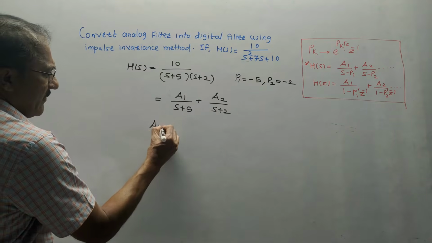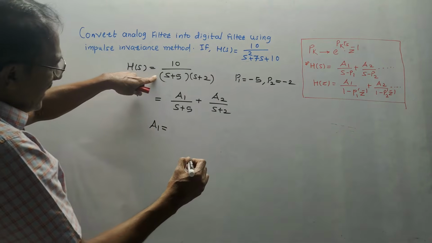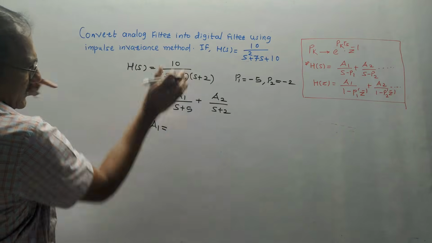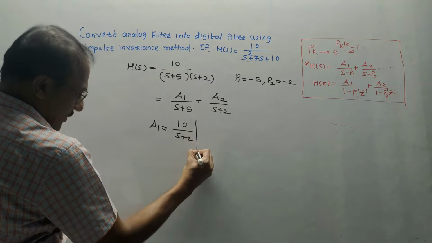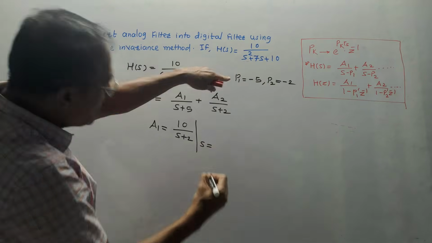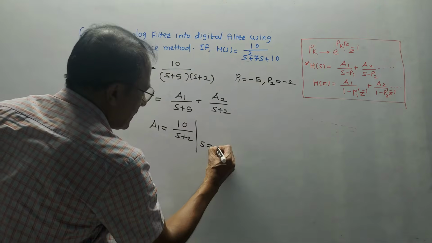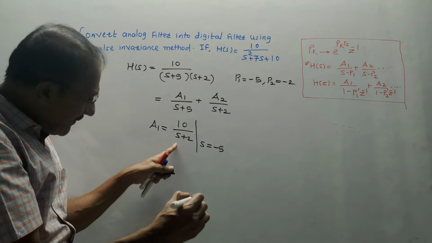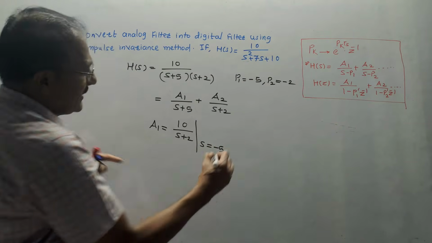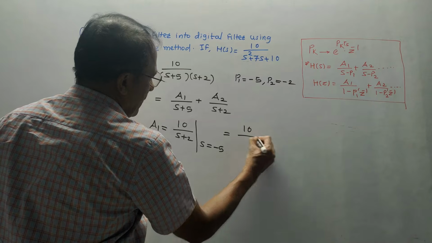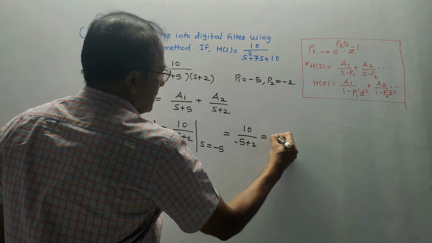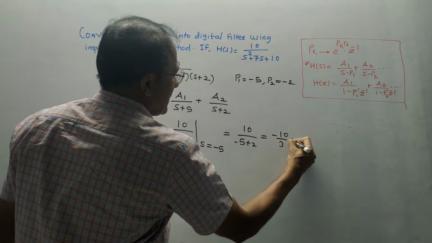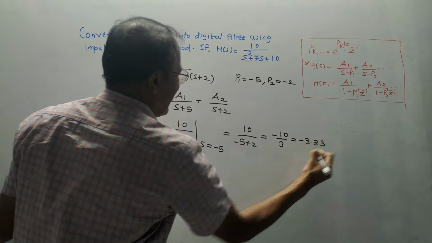To calculate A1, consider this given equation, skip the term s plus 5, and write the remaining equation, 10 upon s plus 2. Do this calculation at s equals P1, that is s equals minus 5. So wherever s is there, I am supposed to put minus 5. So it becomes 10 upon minus 5 plus 2, so it is minus 10 by 3, which is minus 3.33.